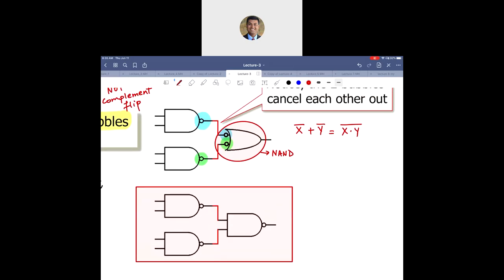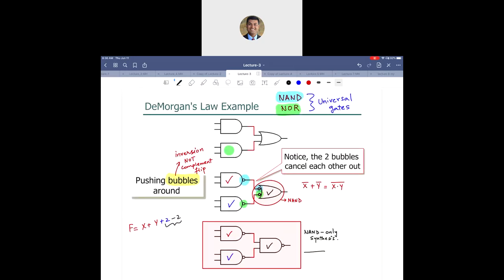So that remains as is. This remains as is. And now, because of the use of De Morgan's law, this became that. And as you can see, all of these are NAND gates. So this is a NAND-only synthesis. Did we change anything about the logic? No. This red box over here represents the same logic function as that over there as well as that over there. So logically, we have not changed anything.